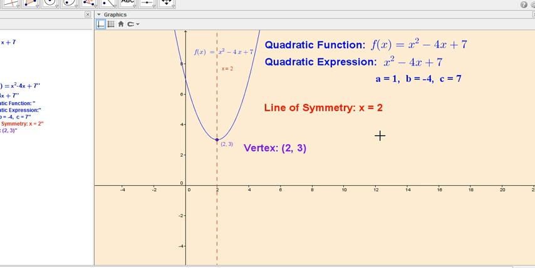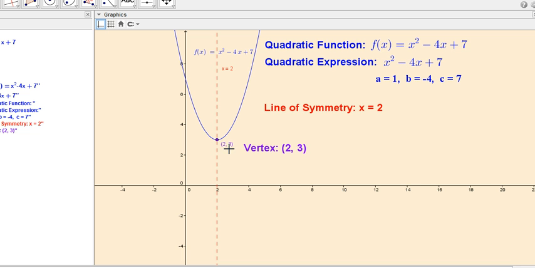Now, what is the domain of this function? Well, the domain is all real numbers, because no matter what value I choose for x, I am certainly going to have a corresponding value for y. I can choose x equals 20. I can choose x equals 1 billion. And I'm still going to have a corresponding value for y.